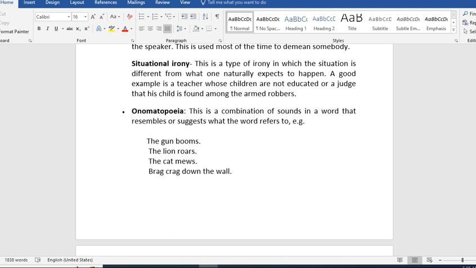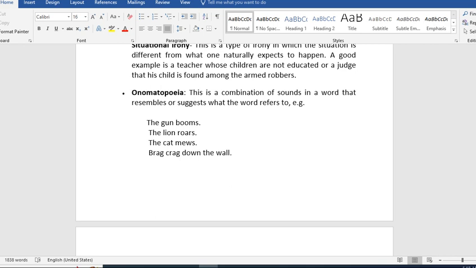We also have onomatopoeia. This is a combination of sounds in a word that resembles or suggests what the word refers to. We have examples here. The gun booms. The lion roars. The cat meows. The wall cracked. You see that the combination of sounds in those words resembles their meaning.